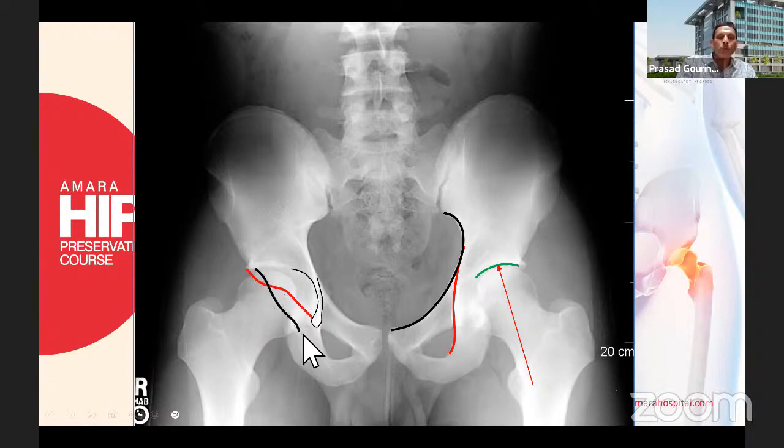Similarly, the posterior wall should go to the center of the head, right to the center. So if it goes to the center, it's normal coverage. If the posterior wall goes medial to the center of the head, that's decreased posterior wall coverage. And if it's more than 50%, it's increased posterior coverage, right?